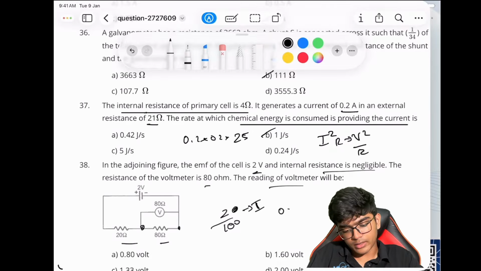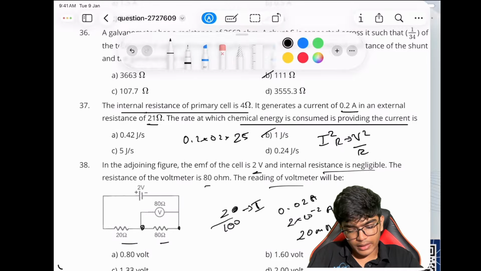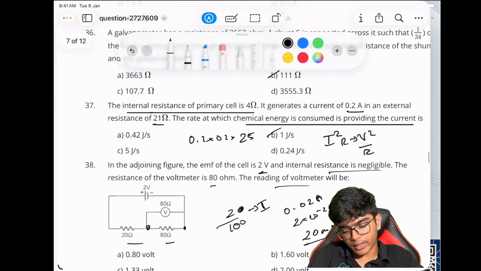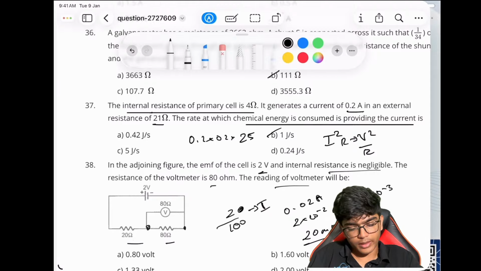Current is 0.02 ampere, or 2 into 10 power minus 2 ampere, or 20 milliampere. 20 milliampere current through 80 ohm, how much will it be? 20 into 10 power minus 3 into 80. 8 minus 1, 16, 1.6 volts.